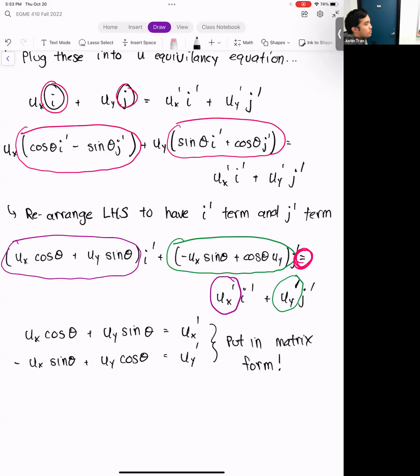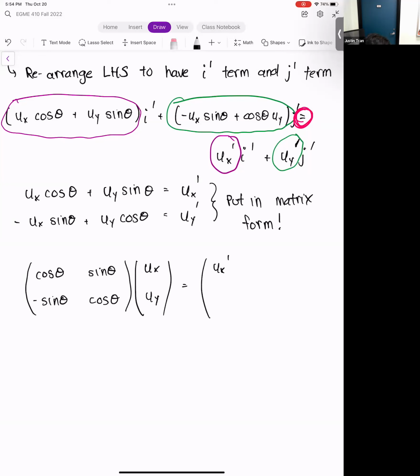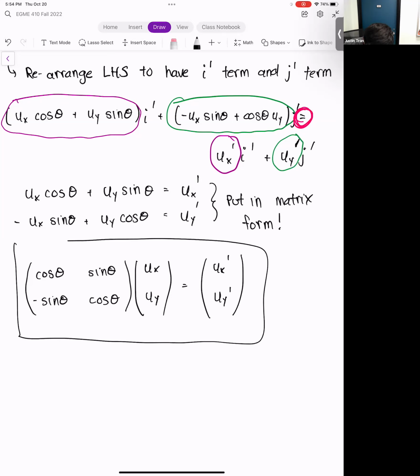And then the next step that we can do, which is what we love to do in finite elements, is we love to put things in matrix form. Because what we have here is a system of two equations, and so we can go ahead and define our matrix from that. If we put this into a matrix, we have cosine theta, sine theta, minus sine theta, cosine theta, and that's going to be equal to ux prime, uy prime.